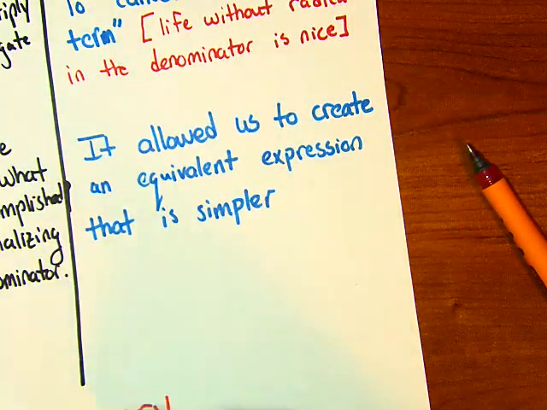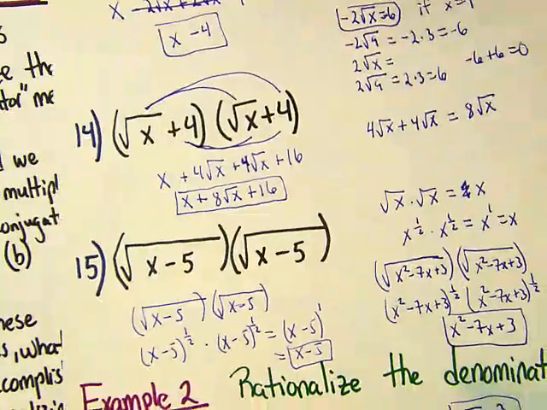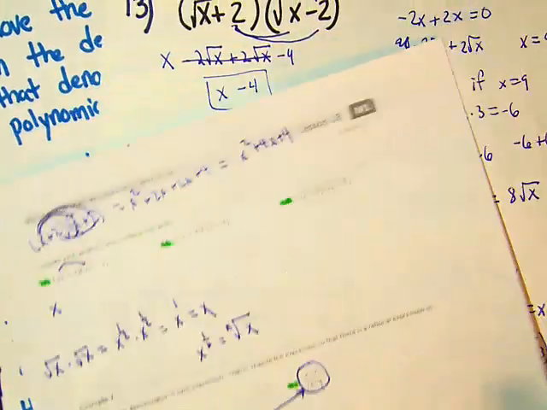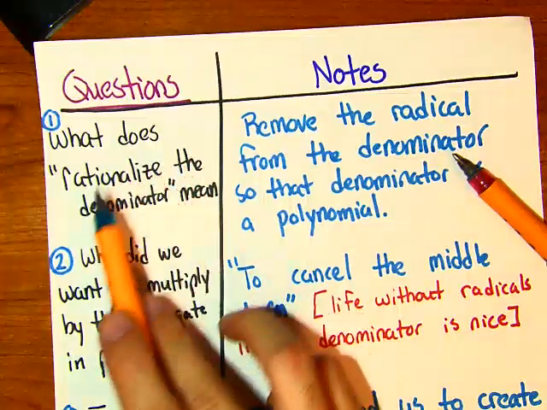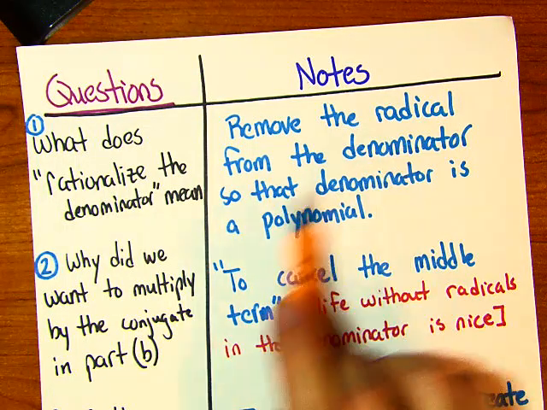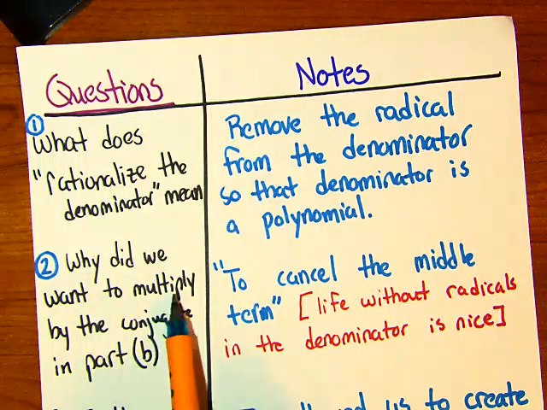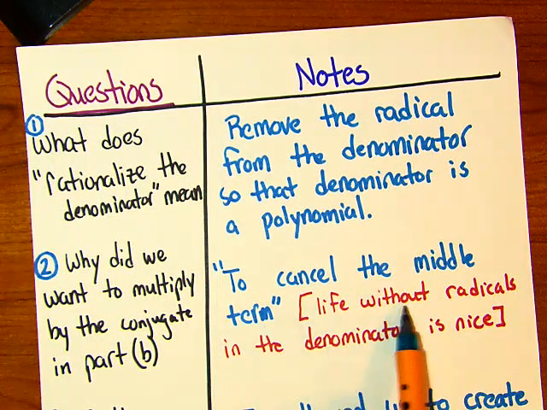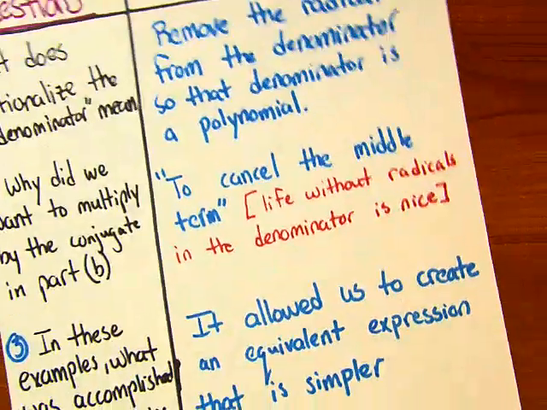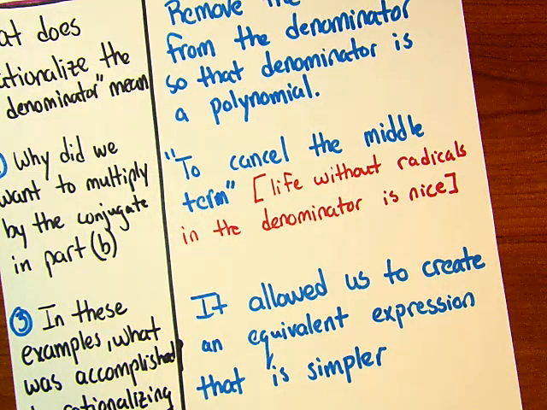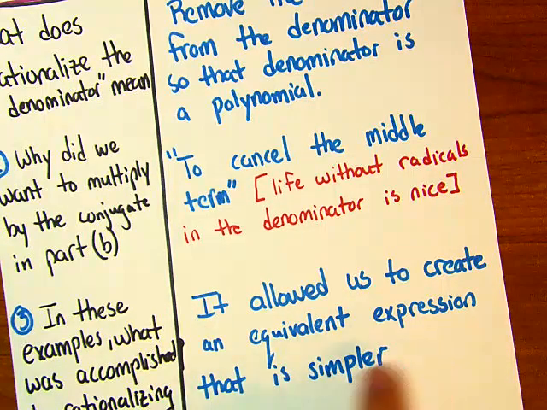Okay, we're done, we just finished all those questions. We finished everything here. And some things for you to consider are in your notes. What does it mean to rationalize the denominator, right? You want to remove the radical from the denominator. Number 2, why did we want to multiply by the conjugate? That was to cancel the middle term. Life without radicals in denominators is nice. And in these examples, what was accomplished by rationalizing the denominator? It allowed us to create an equivalent expression that is simpler.